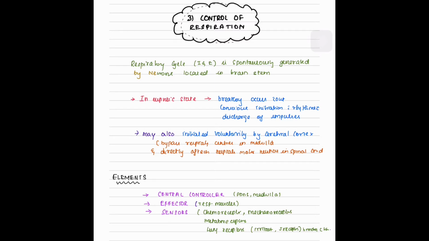Let's learn about control of respiration today. Respiratory cycle, which includes inspiration and expiration, is spontaneously generated by neurons located in the brainstem. In eupneic state, breathing occurs without conscious initiation with rhythmic discharge of the impulses. It may also be initiated voluntarily by the cerebral cortex, which bypasses the respiratory centers in medulla and directly affects the respiratory motor neurons in the spinal cord.